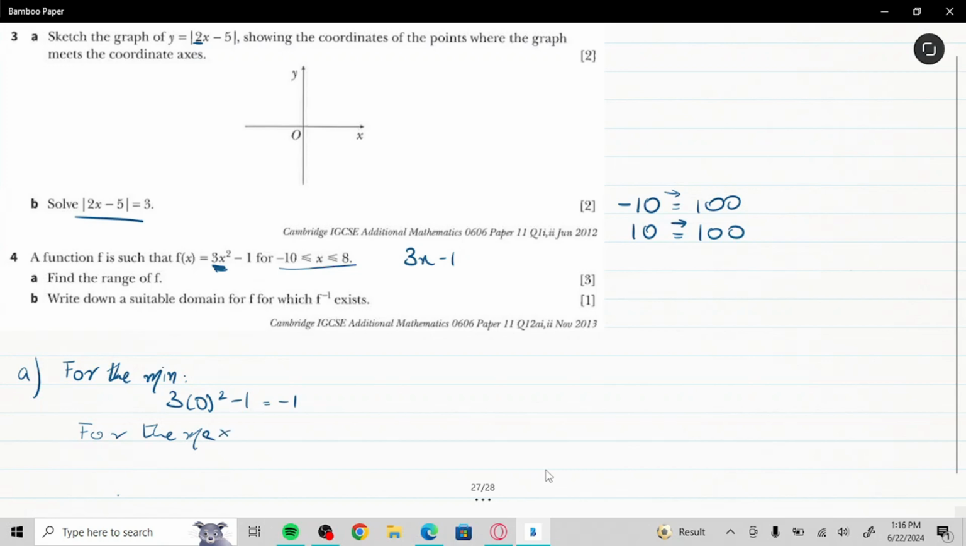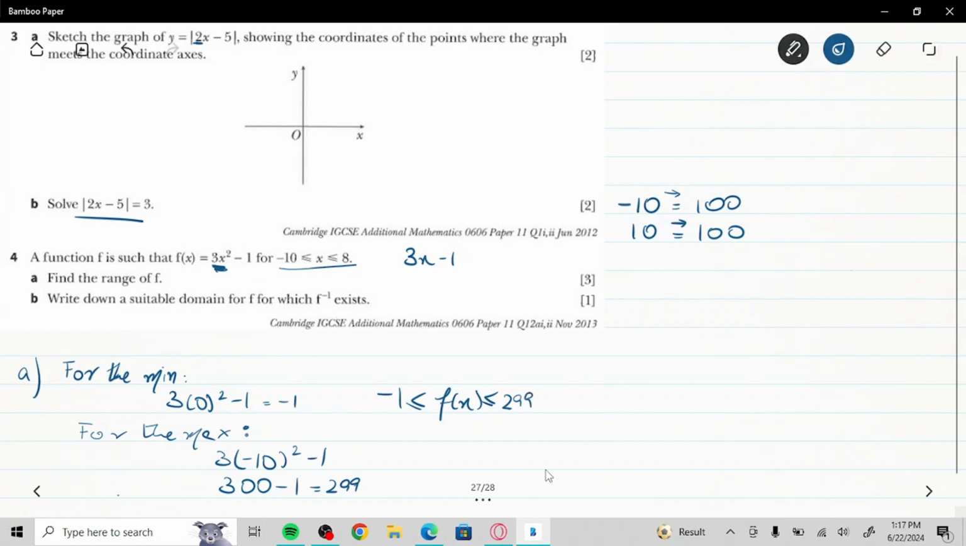And for the maximum value, you can guess it. We already know that the negative value is not going to affect our answer. So is 8 squared greater, or is negative 10 squared greater? Obviously negative 10 squared is greater. So for the maximum value, we input 3 multiplied by negative 10 squared minus 1, which equals 300 minus 1, which equals 299. And so the range of the function f is f(x) greater than or equal to negative 1, but less than or equal to 299. And that's it.